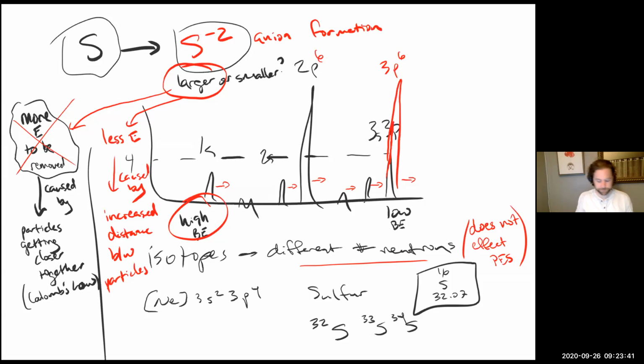So, I'm trying to use these arrows to show a flow chart of justifications, because one concept leads to another. Hopefully that's a little bit clear from my mess of a drawing right here. But you get two options. Does it get larger or smaller? Okay, as a result, are those particles closer together now or further from each other?